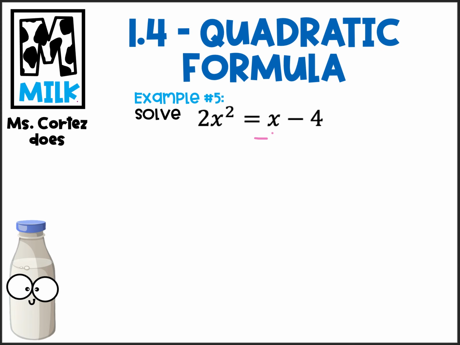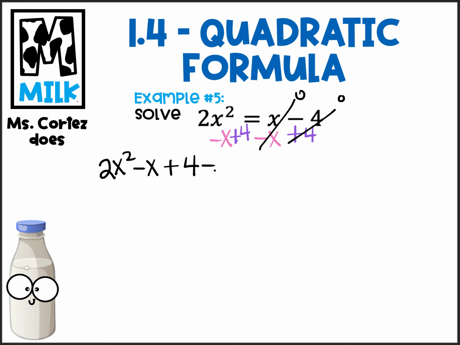I will subtract x on both sides and add 4 on both sides, so I can cancel or reduce the values on the right side. X minus x is 0, negative 4 plus 4 is 0, and now I will have 2x squared minus x plus 4 equals 0. A is equal to 2. My b is negative 1, invisible math, and my 4 is going to be my c.